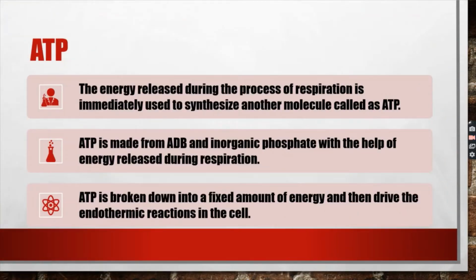Now let's see what happens to the energy that is released during aerobic and anaerobic respiration. The energy released during the process of respiration is immediately used to synthesize another molecule called ATP. ATP is made from ADP and an inorganic phosphate, with the help of energy released during respiration. ATP is broken down into a fixed amount of energy, which then drives the endothermic reactions in the cell.